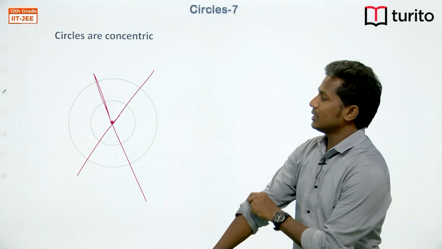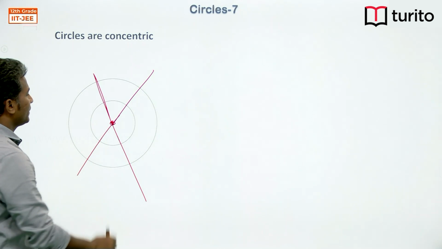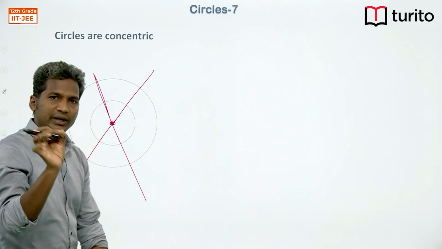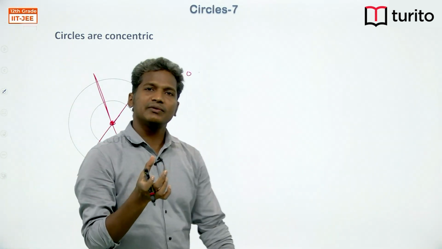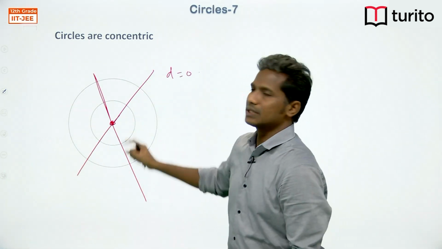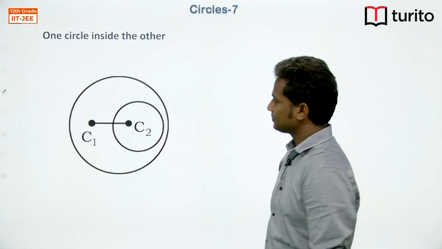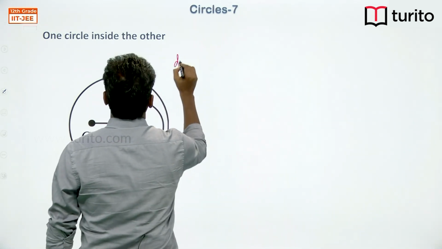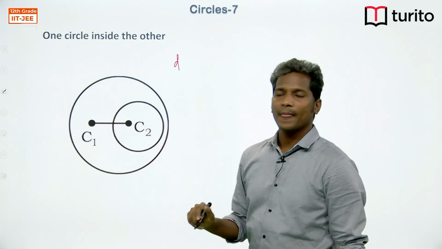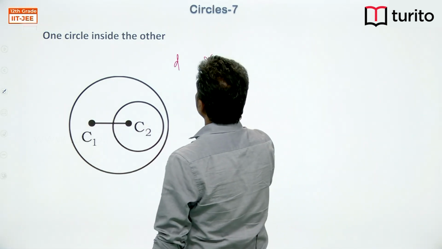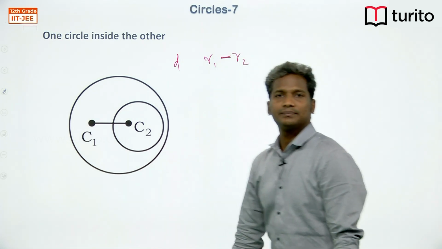How to get the conditions here? If we check the centers, both centers are at the same point, so we can say that distance d, which is the distance between centers, is 0 for this case. Now, for the next case, if we observe d, the distance between centers, and r1 minus r2, these two can be directly compared.